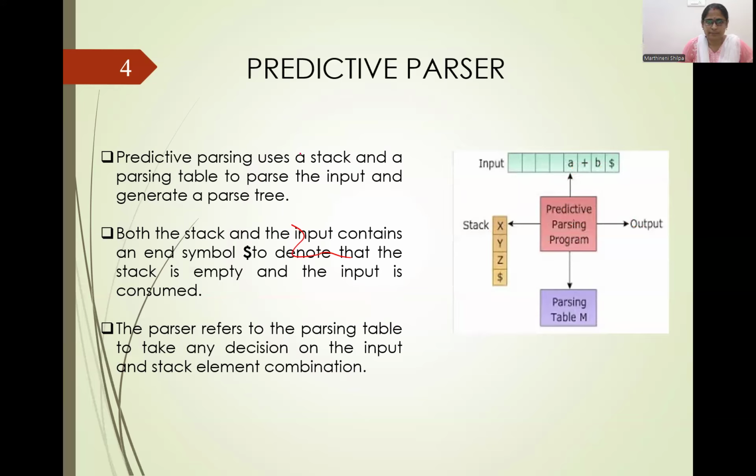Now, predictive parsing uses a stack and a parse table to parse the input and generate a parse tree. Both the stack and the input contain an end symbol, dollar, to denote that the stack is empty and the input is consumed. That means the stack contains a dollar at the bottom, and also the input is followed by a dollar symbol. At the end of the input buffer, dollar will be represented.